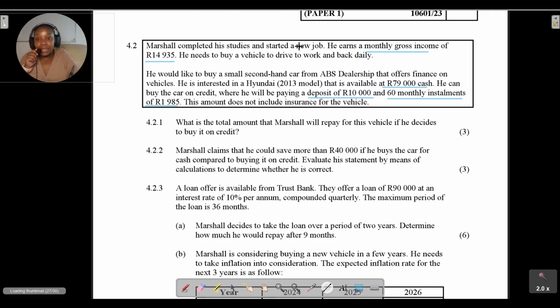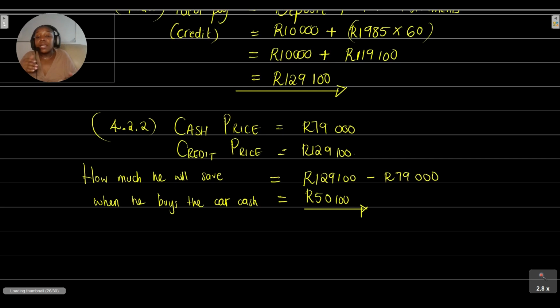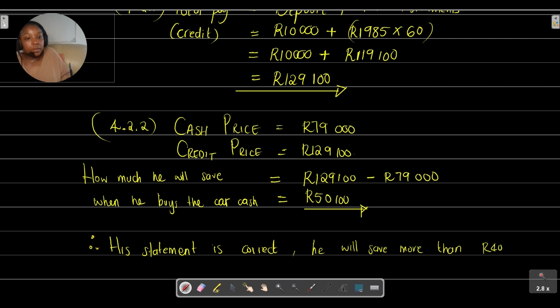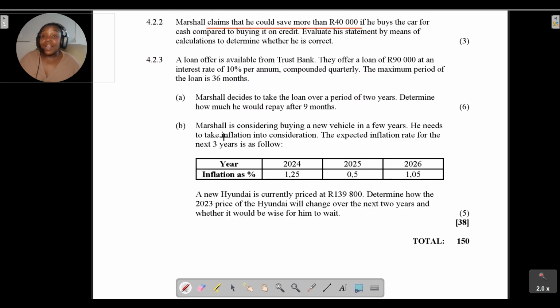So now let's look at the statement. What is the statement saying? The statement is saying that he claims that he could have saved more than 40,000, and we see that he could have saved 50,100, and that is more than 40,000. Therefore, we can just conclude that his statement is correct. He will save more than 40,000 if he buys the car cash. Cool stuff.